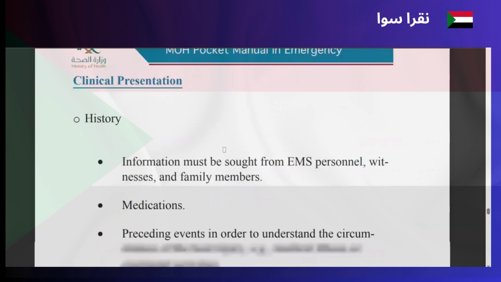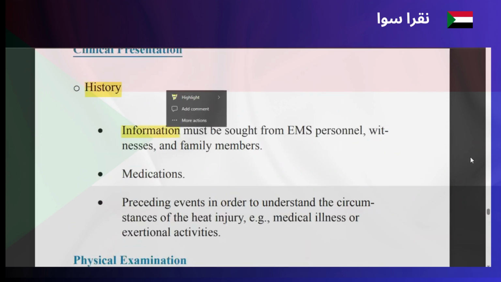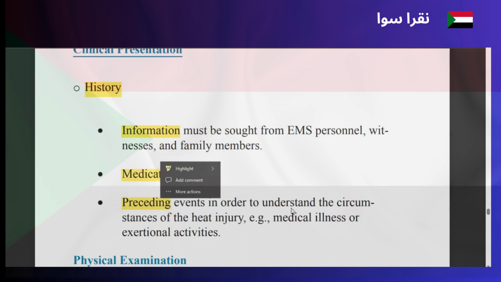Clinical presentation, history: information must be sought from the emergency personnel, witnesses and family members, medication, and preceding events in order to understand the circumstances of heat injury, as medical illnesses or exertional activity.